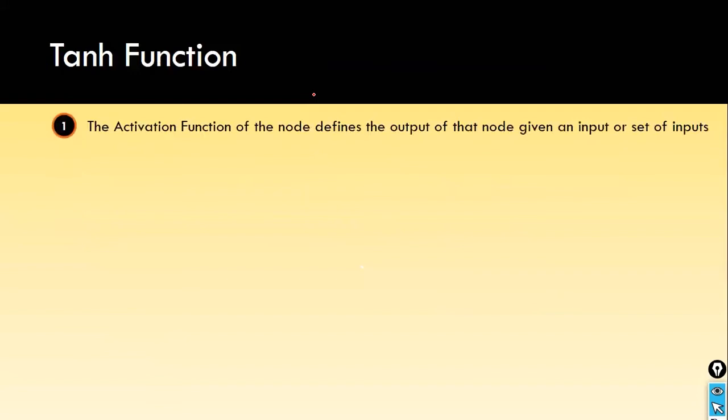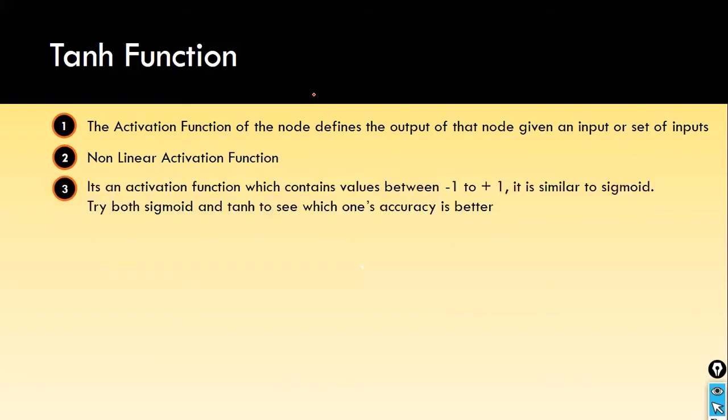The next one is the tanh function. In this case, it defines the output of that node given an input or set of inputs. This is a nonlinear activation function, and it contains the values -1 to +1. So this is a little different. In the case of sigmoid it is 0 to 1, ReLU 0 to infinity, and leaky ReLU -infinity to +infinity. P-ReLU takes care of coming up with the optimal slope in the negative direction. Tanh takes values anywhere between -1 to +1.